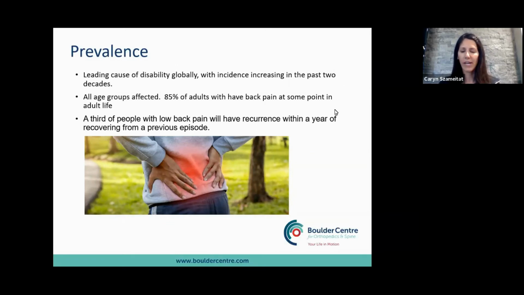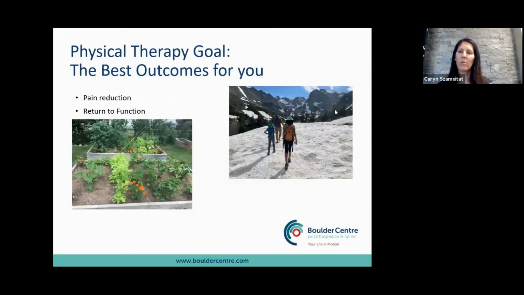And when I say recovery and improved outcomes, really I mean two things. Okay, reducing your pain and getting you back to function. Those are going to be the big goals for physical therapy. And return to function is going to look different for everybody. For a lot of people, it might be getting back to work or getting back to gardening and walking, maybe hiking, biking, running. We could go on and on with all those recreational activities that you want to get back to.